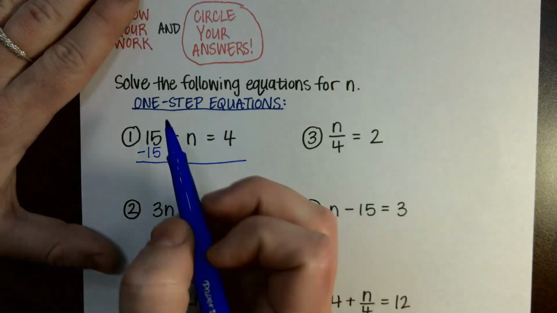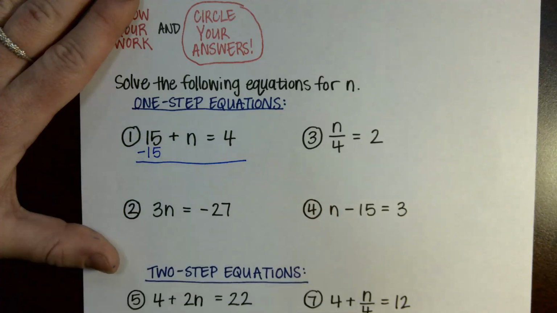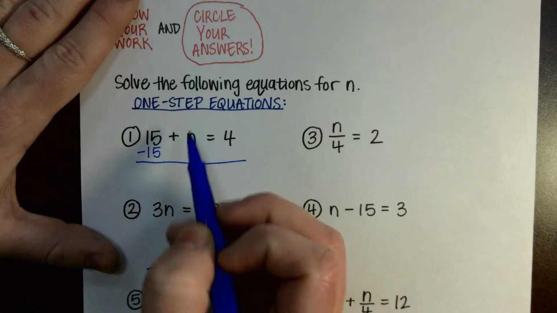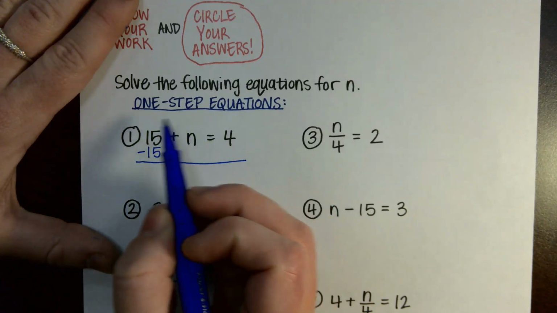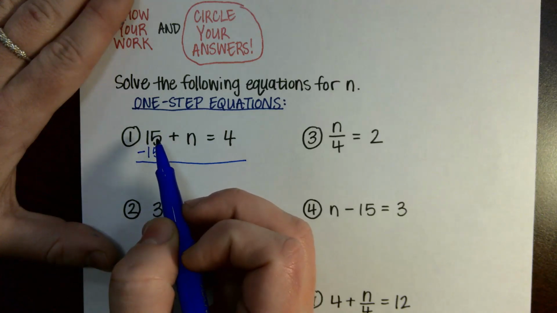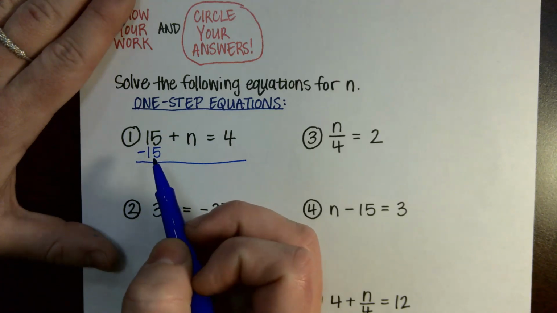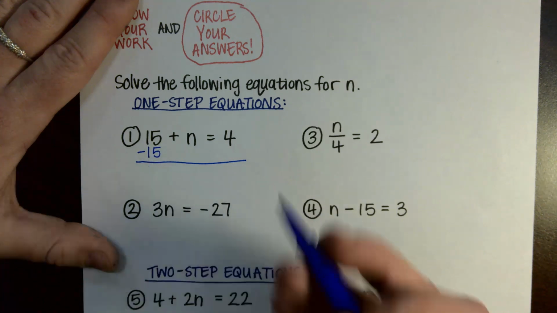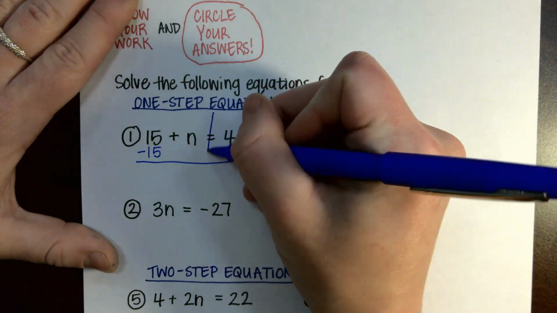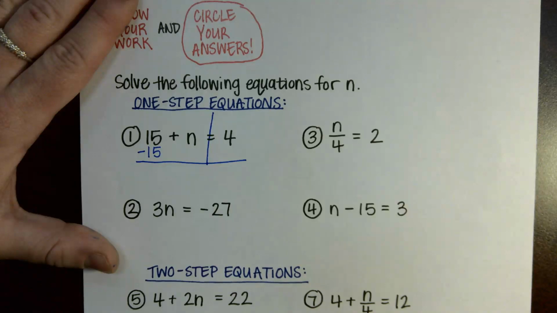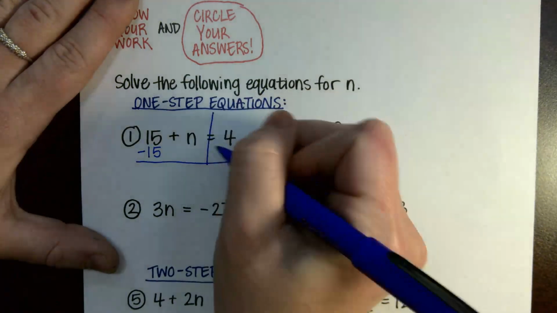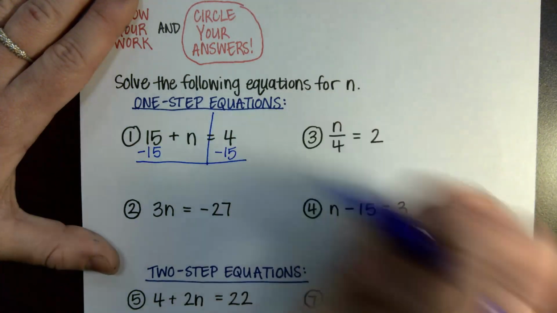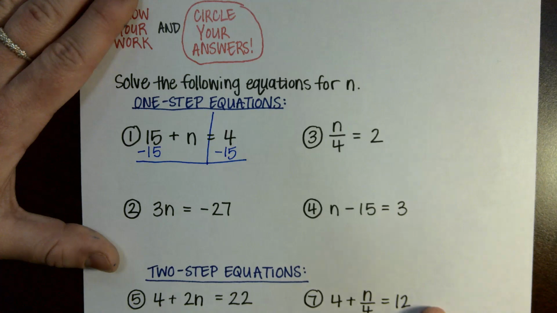Yeah, exactly. So we have plus 15 here, and we want to get n by itself. So in order to get rid of that plus 15, we've got to do the opposite. We're using our inverse operations at every step. So we're going to subtract 15 here. Where else do we need to subtract 15? Under the 4 on the other side of the equal sign. Good.